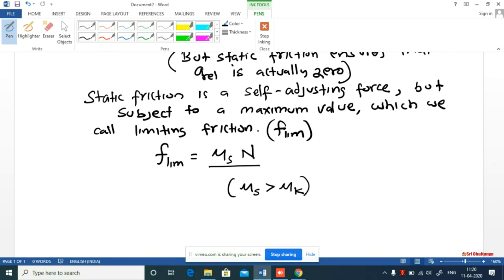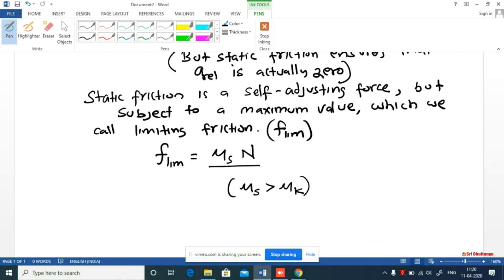Even at the cost of multiple repetitions, I'll again at the end make one point clear. Kinetic friction is mu k into N, and static friction is mu s into N. That is a big misconception we often carry in our minds. It's not like that. Kinetic friction is definitely mu k into N, a constant force. But static friction is not mu s into N. It's only the limiting friction, or the maximum value of static friction, which is mu s into N. The actual value of static friction can be anything between 0 and mu s into N, depending on the situation.